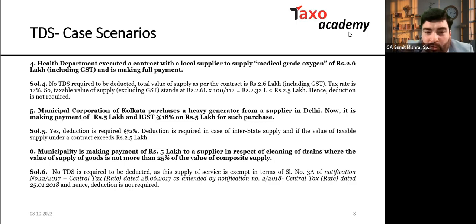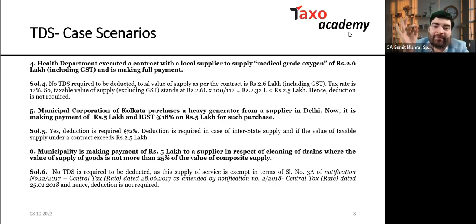Goods, although goods are taxable, but 25% value, it means it will come out to 1,25,000 rupees. So in that scenario also, again, the value is less than 2.5 lakhs. So in that scenario, no TDS will be deducted by the municipality. So this is, if I sum up, the concept of TDS.